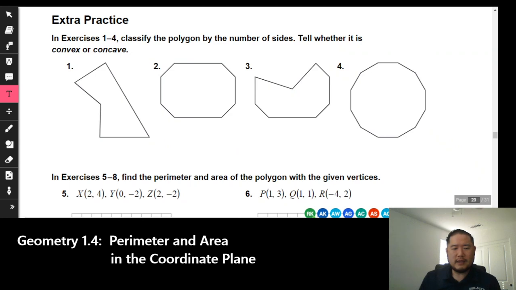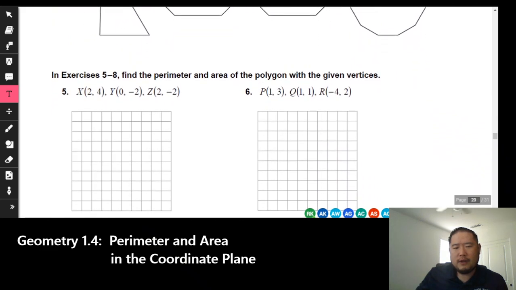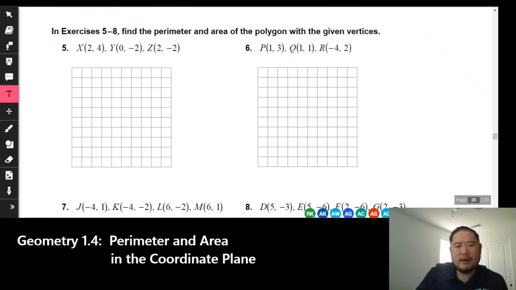Let's take a look next up at number 5, to find the perimeter and the area of a polygon. Now hopefully you remember that the perimeter is the distance around the outside of a figure. If you don't have that memorized, make sure you write that down or put that in your notes. Perimeter: the distance around the outside of the figure. So you have to find the length of all of the sides to find the perimeter.